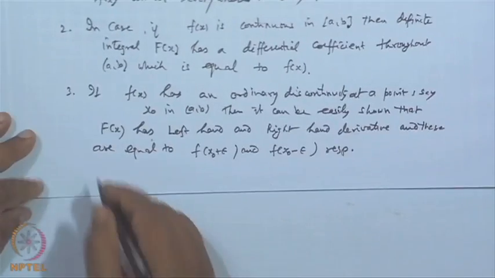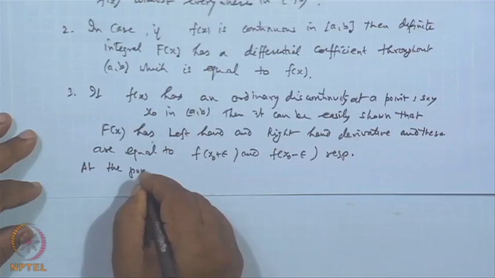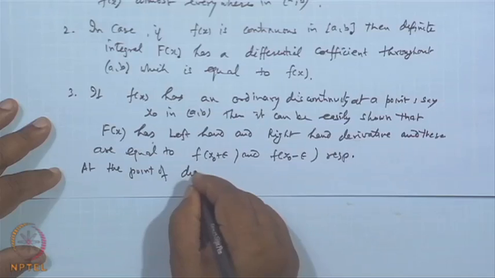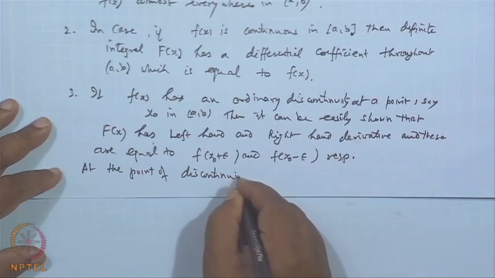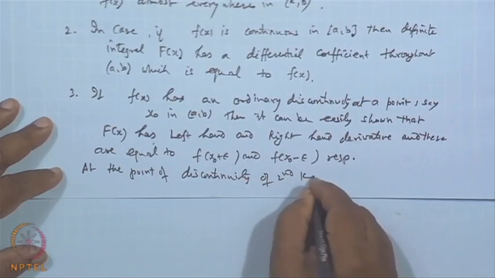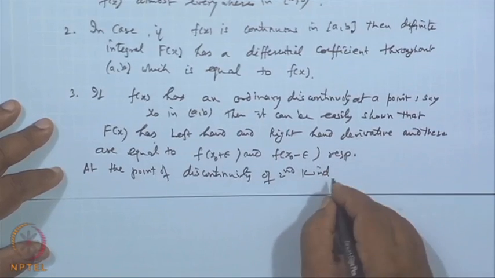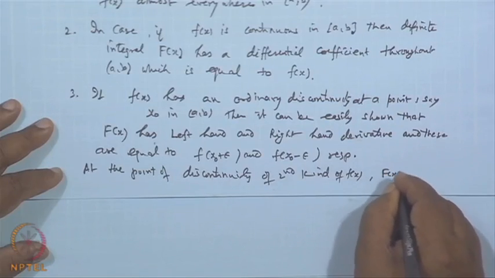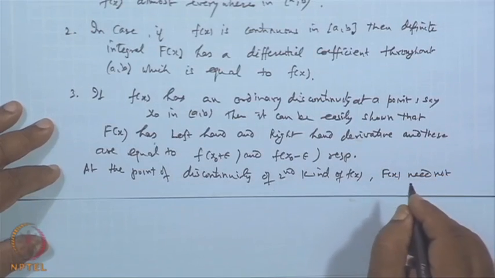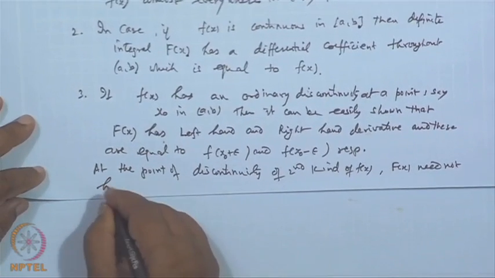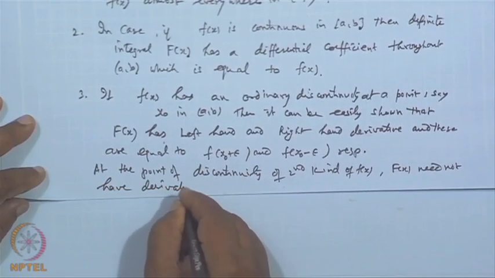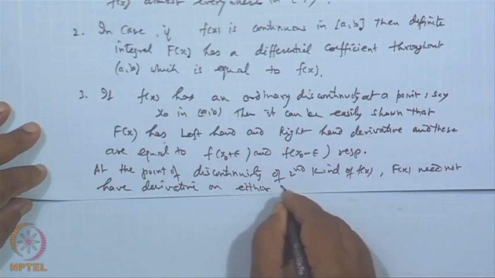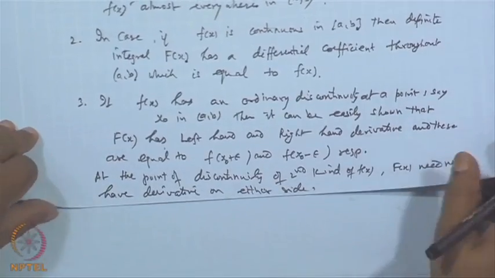Now, at a point of discontinuity of the second kind of f(x), it means the function is not defined at this point, the capital F(x) need not have a derivative on either side. So, this we get.